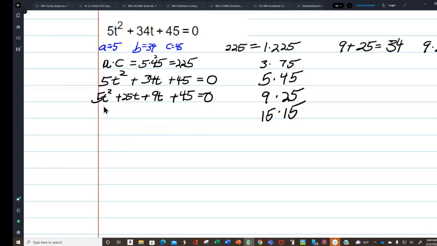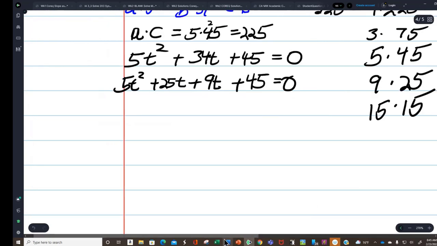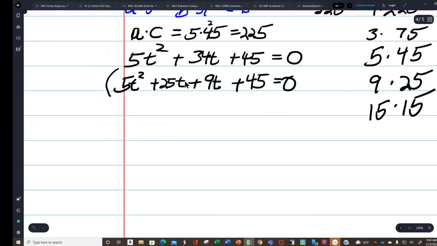Okay, now, we're done with the AC method. Now we move over to grouping. I put parentheses around the first two terms and parentheses around the second two terms. I then factor the first two terms to find the greatest common factor. Well, let's see, I've got 5 times t times t plus 5 times 5 times t. Both terms contain a 5t.